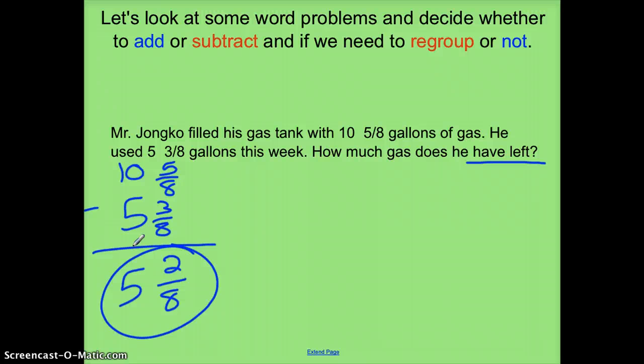Just a little reminder to always check and see if your problem will work out, to see if you need to decompose and regroup or not. Now, let's say I didn't see that I could just solve it like this. If I regrouped and decomposed the problem, I would still get the same answer. I would just be doing some extra work. So my answer is 5 2/8 gallons. So I'm always going to take a look at my problem and think, do I need to regroup or not? So I'm going to try to solve it, and if I can't, then I'll regroup.